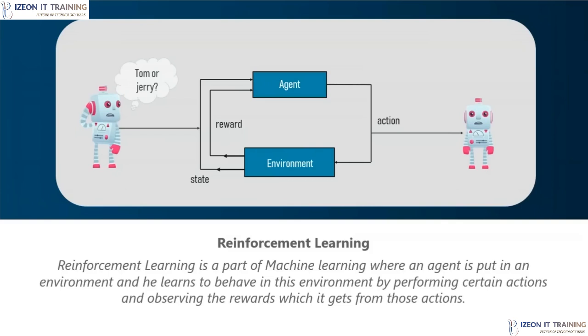It is a part of machine learning where an agent is put in an environment and he learns to behave in this environment by performing certain actions and observing the reward which it gets from those actions.